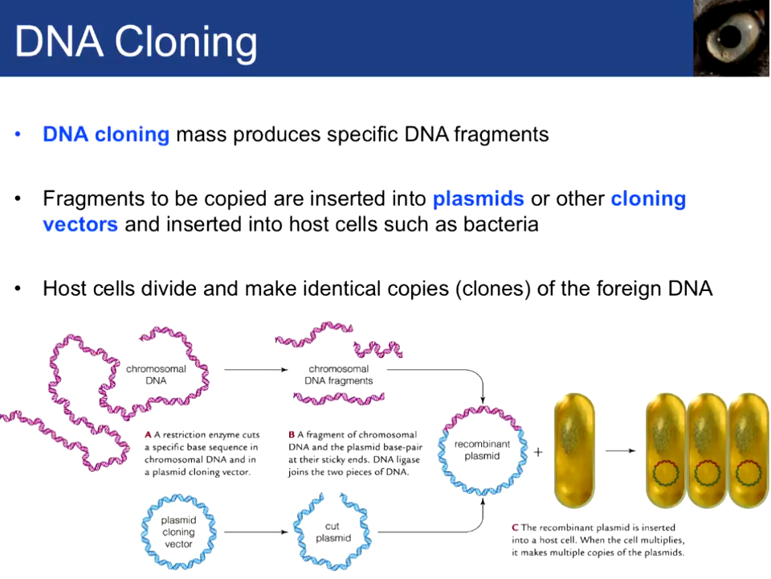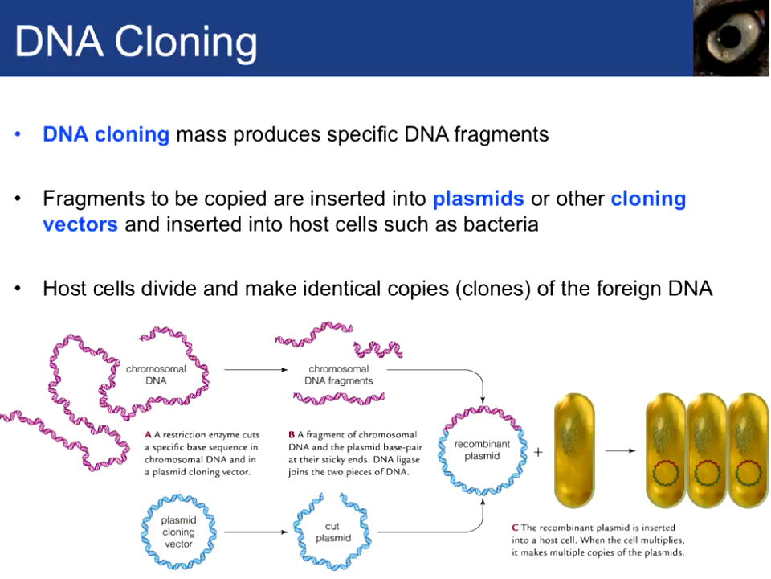The next thing we're going to look at is DNA cloning, and this uses recombinant DNA technology. DNA cloning is a process used to mass produce a specific DNA fragment. The fragment of DNA to be copied is inserted in the plasmid or other cloning vectors using the process for recombinant DNA that we just went over, and they're inserted in host cells such as bacteria.